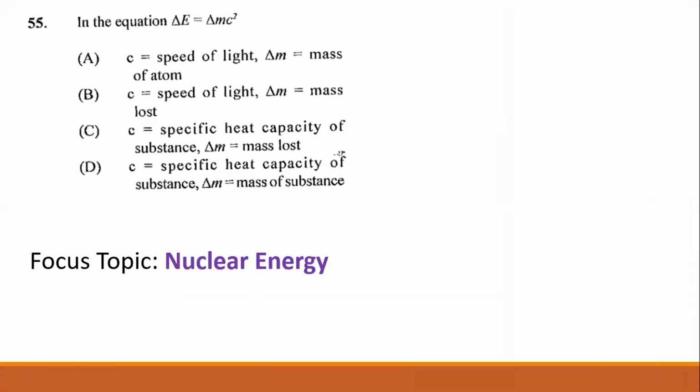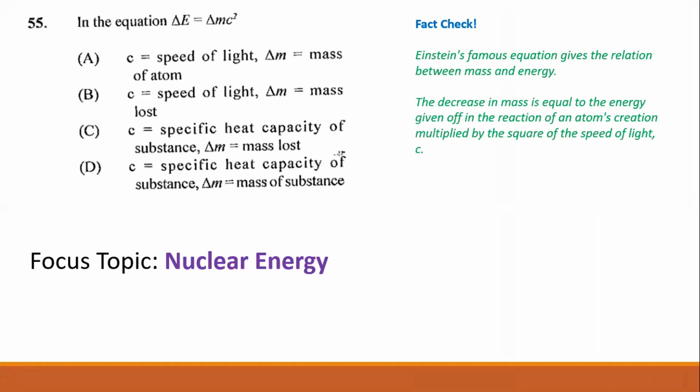In the equation delta E equals delta m c squared, you're asked to say what c stands for and what delta m stands for. Now, this is Einstein's famous equation. c stands for the speed of light, and delta m is the mass deficit, or the mass that is lost based on the reaction. That's B.